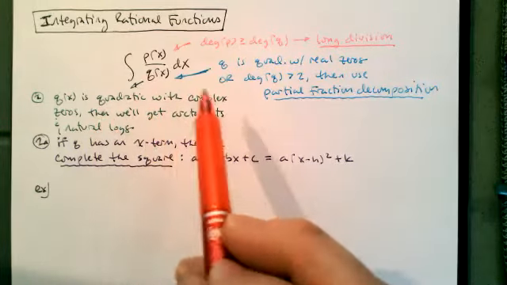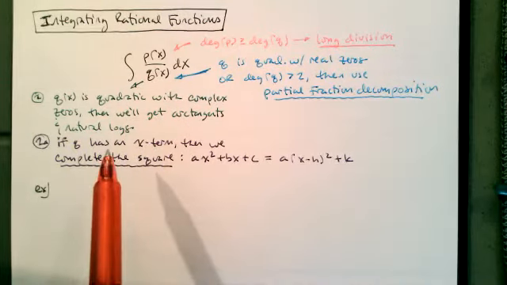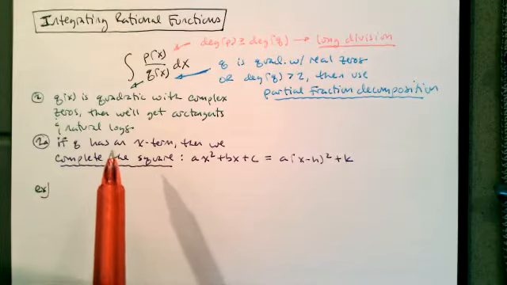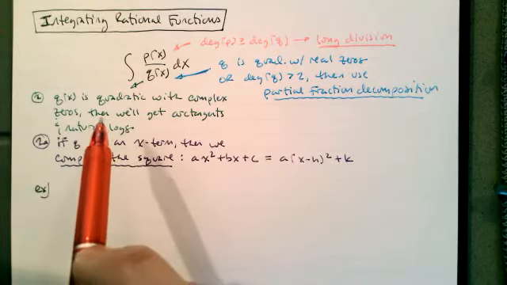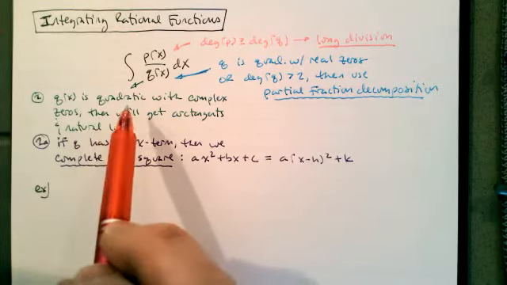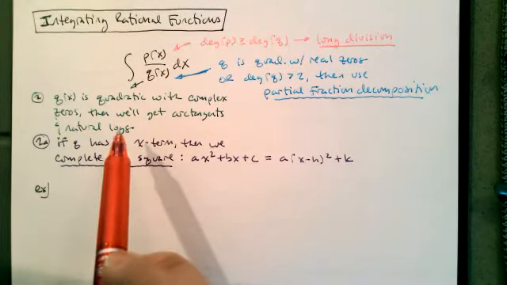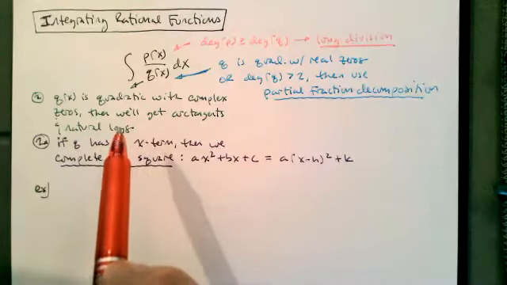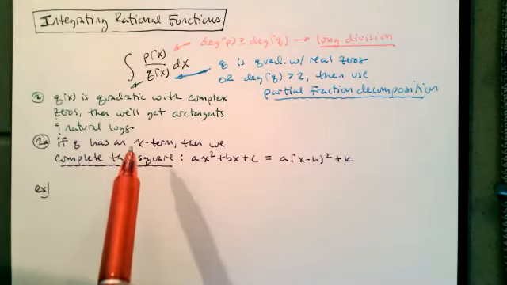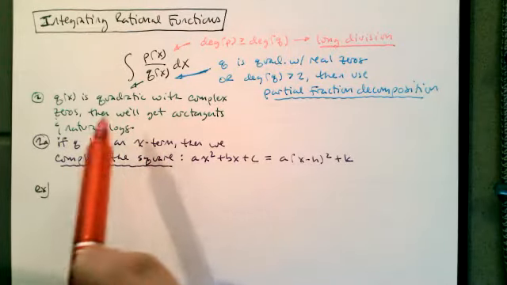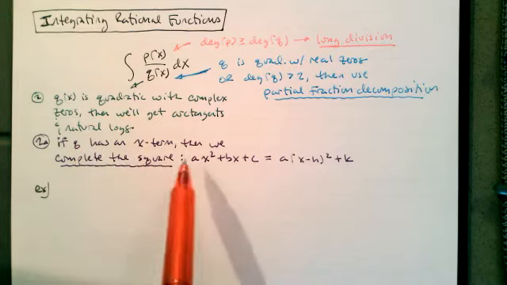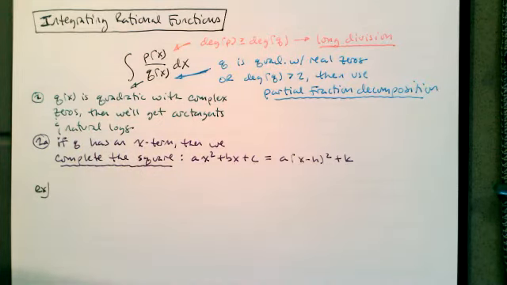If the denominator is quadratic with complex zeros, we can leave that unfactored because we'd have to factor it over the complex numbers. We don't want to do that. But if the denominator is quadratic with complex zeros, then we'll get arctangents and natural logs in our integral. And if Q has an x term, then we're still going to get arctangents and natural logs, but we can complete the square to figure out how to break up those arctangents and natural logs.